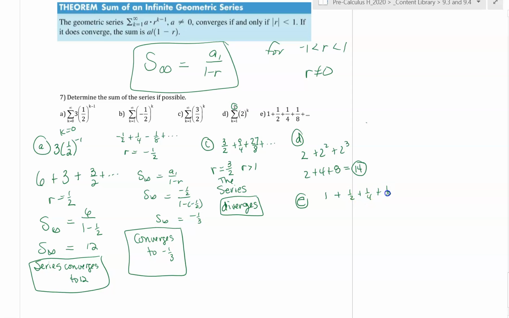Lastly, for part E, it is geometric, and the common ratio is 1/2, so we can find the sum. We realize that the first term is 1 and the common ratio is 1/2, so the series converges to 2.